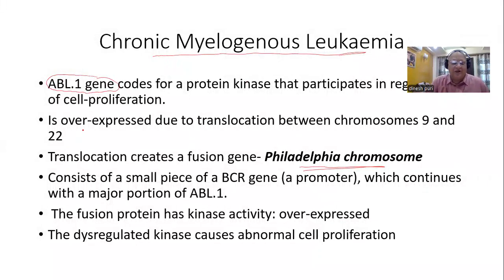So here what will happen, it is overexpressed. What translocation happened? 9 and 22. I think a portion of 22 is broken and shifted to 9. So as a result, a new fusion gene is formed, and that is called the Philadelphia chromosome. It comprises a small piece of the BCR gene and a major portion of ABL.